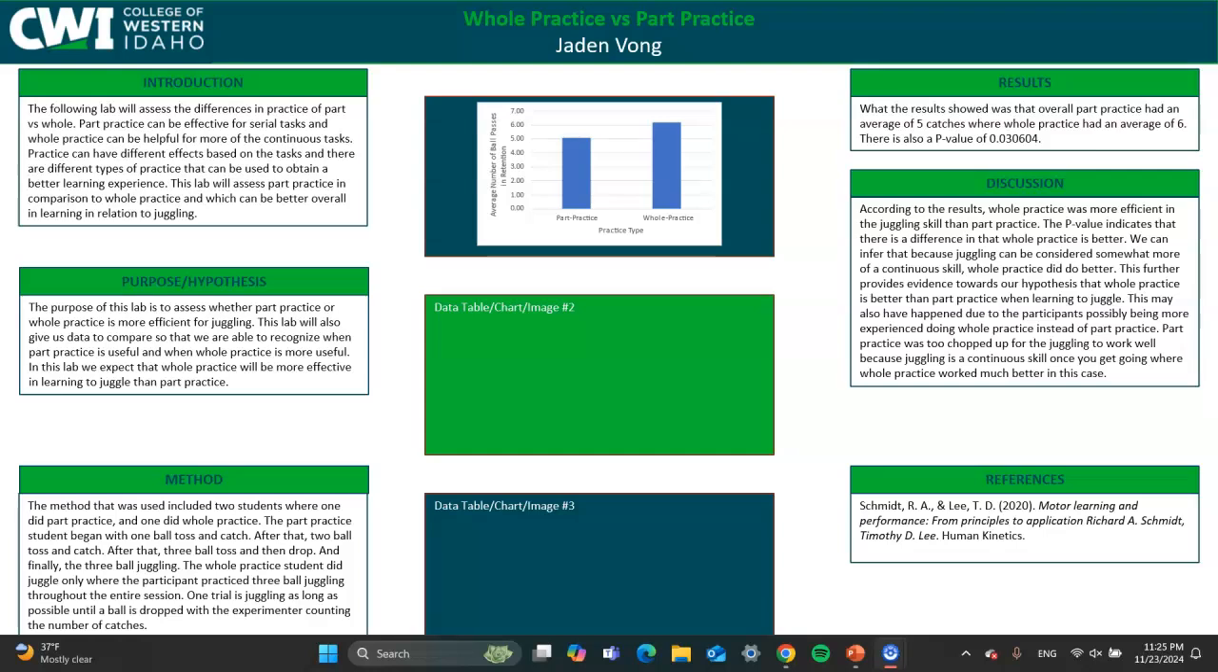And so this just gives us even more data to pile on that in juggling, whole practice is going to be the best way to go about it, because part practice split it up into too many parts from our personal data. And so that is why whole practice works better in juggling than part practice. So yeah.